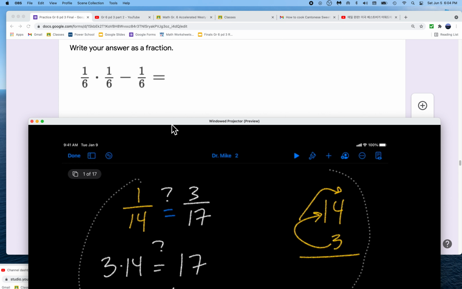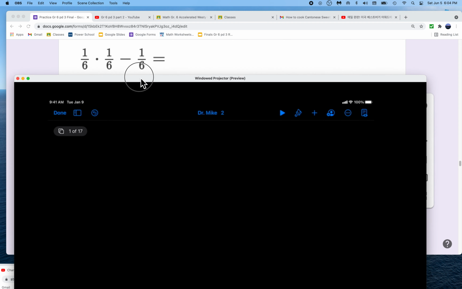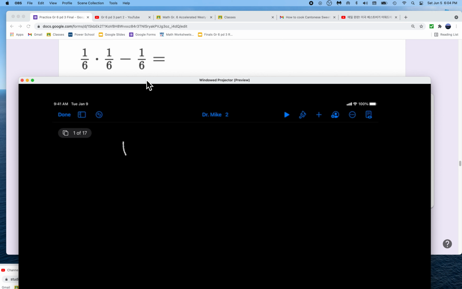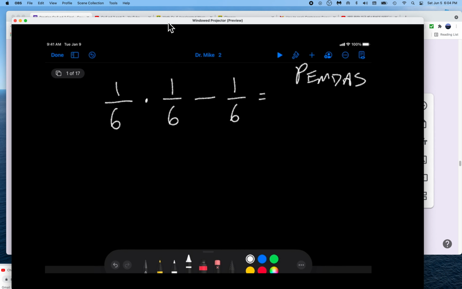Fractions. You will see something similar to this on your test. So let's talk about how to do this. Ladies and gentlemen, PEMDAS applies here. Okay, we have multiplication and subtraction. We're going to do multiplication first. When we multiply 1 over 6 times 1 over 6, we multiply straight across, and we get 1 over 36. So now we have 1 over 36 minus 1 over 6.